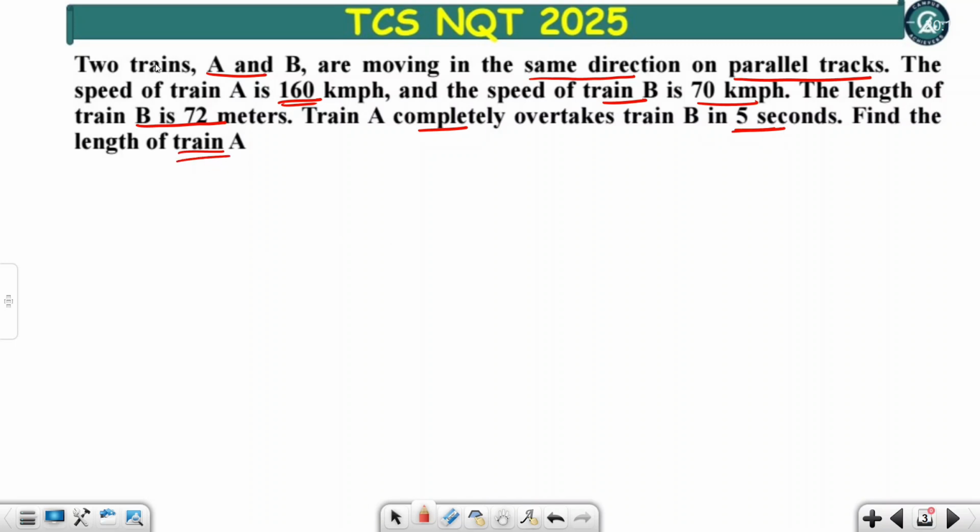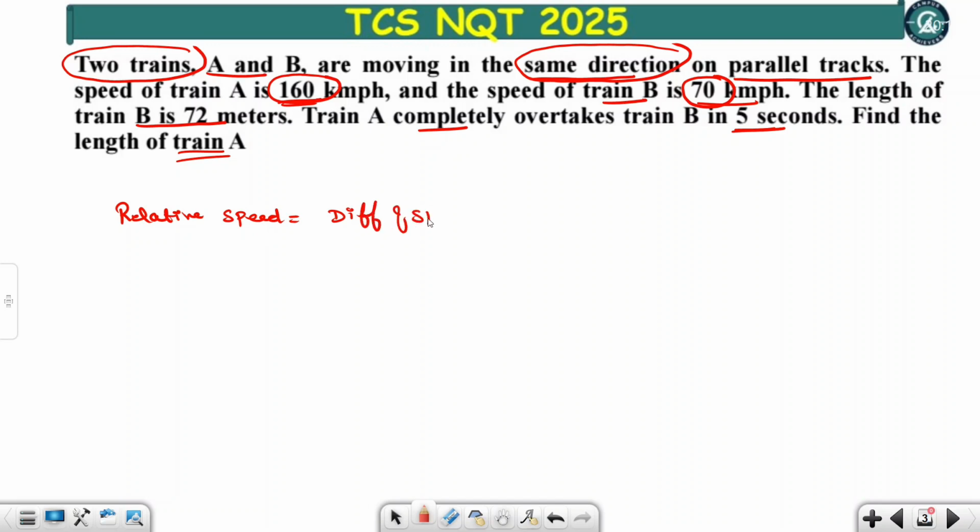Okay, fine. So here if you observe, there are how many trains? Two trains. In which direction are they moving? In the same direction. And what is the speed of the first train? 160 km per hour. And the second train? 70 km per hour. So from this we can tell the relative speed: when two trains are moving in the same direction, relative speed is the difference of speeds. So what is the difference of 160 and 70? It is 90 km per hour.